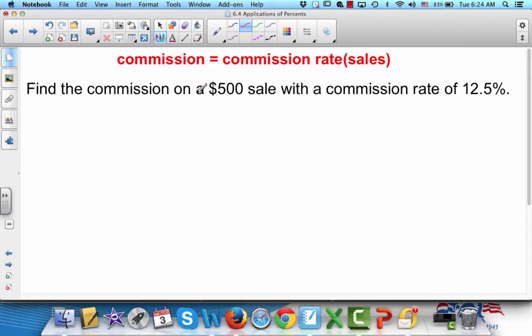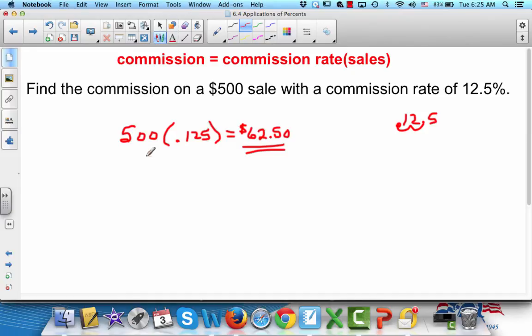Okay, so find the commission on a $500 sale with a commission rate of 12.5%. So what we do is we take that $500. We've got 12.5%. To change it to a decimal, we move the decimal 2 places to the left. So we're multiplying times 0.125, and we're going to come up with $62.50. So the person who sold that, whatever it was, for $500 made $62.50 on that sale. That's what they get paid, okay?